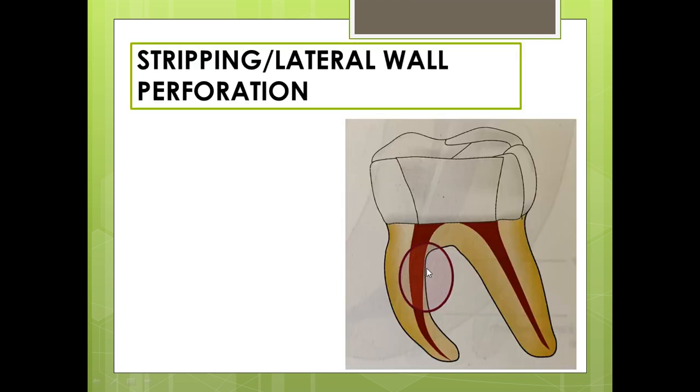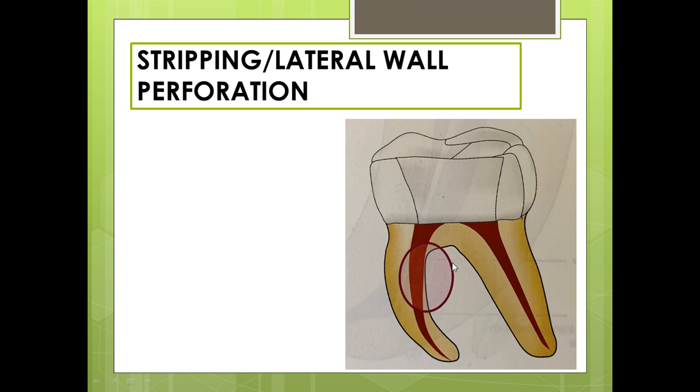So we'll move on to stripping or lateral wall perforation. Stripping is a lateral wall perforation caused by over-instrumentation through a thin wall in the root and is most likely to happen on the inside or concave wall of the curved canal. See, this is the curved canal and this is the lingual wall of the canal. So it happens mostly on the distal wall of the mesial roots in the mandibular first molars. Stripping is easily detected by sudden appearance of hemorrhage or a bleeding spot in a previously dry canal, or else by sudden complaint of pain by the patient.